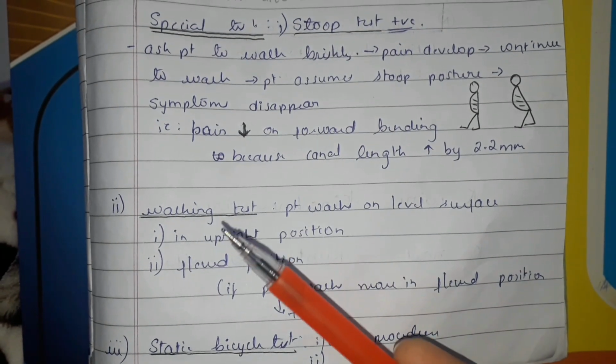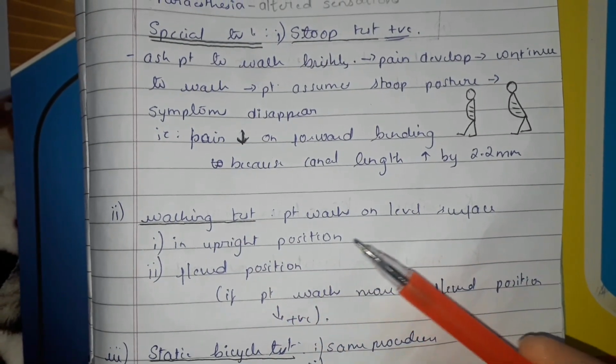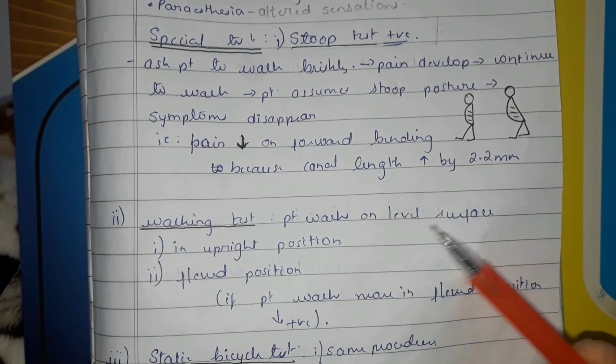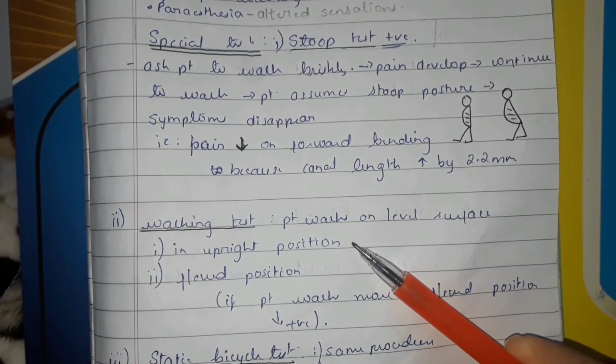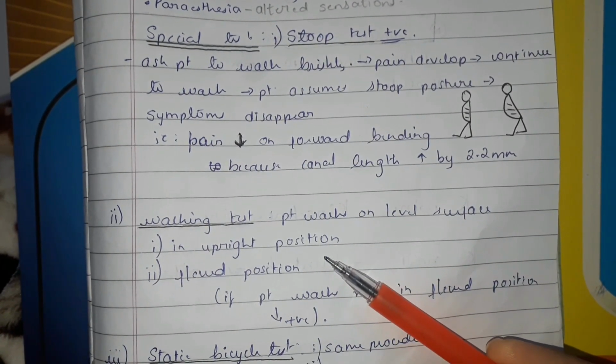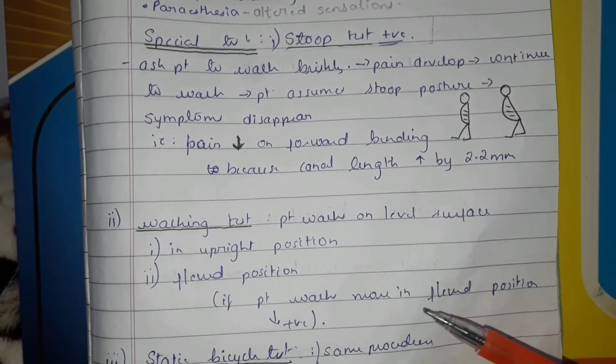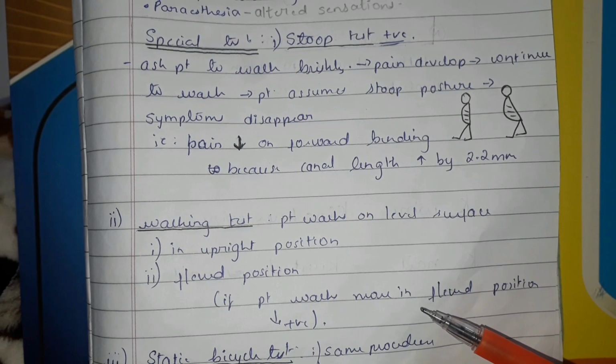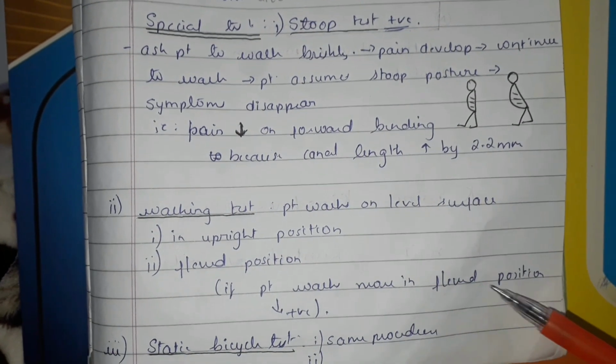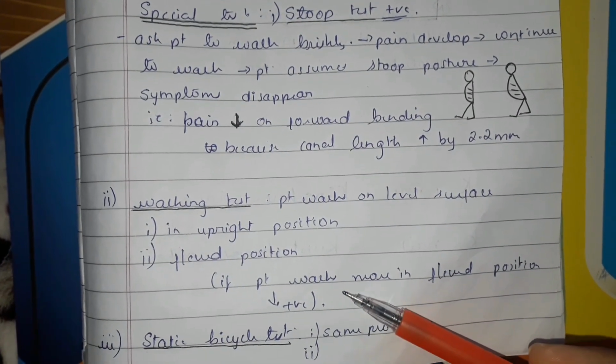Secondly, we have the walking test. That is, the patient walks on a leveled surface, firstly in an upright position, secondly in a flexed position. If the patient covers a majority of the distance in the flexed position, the walking test is said to be positive.